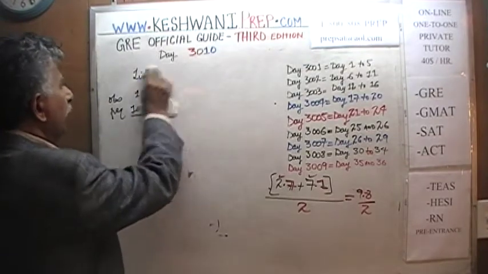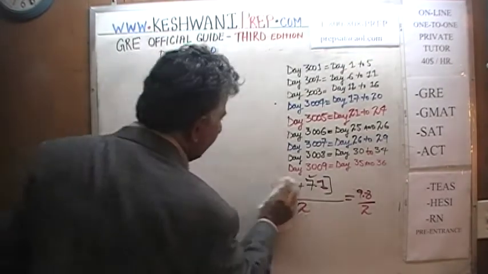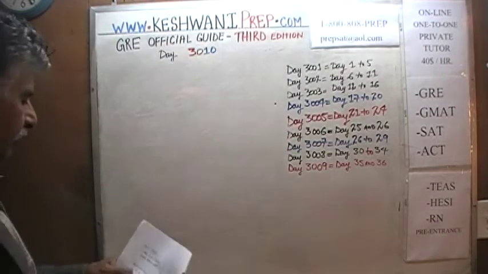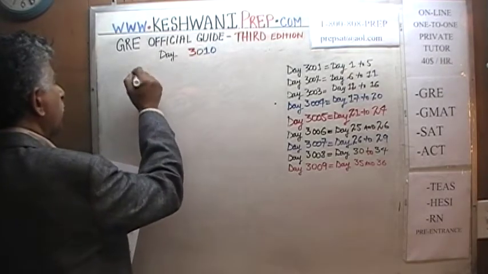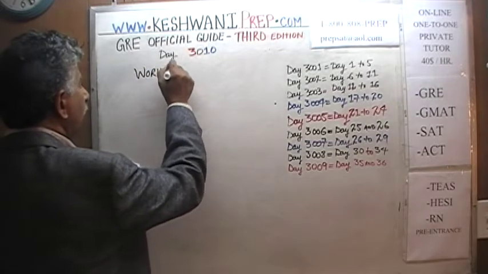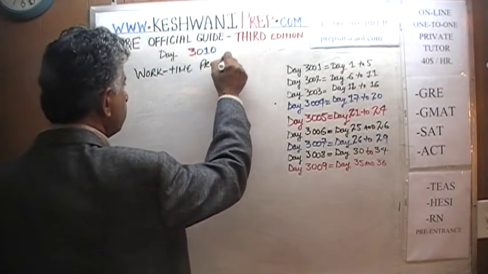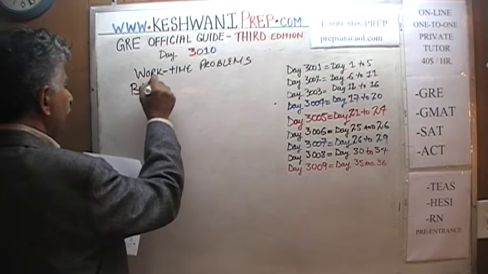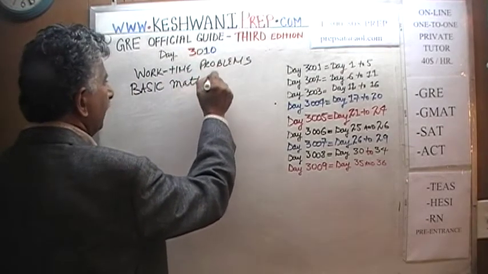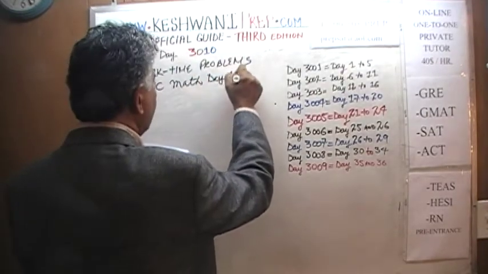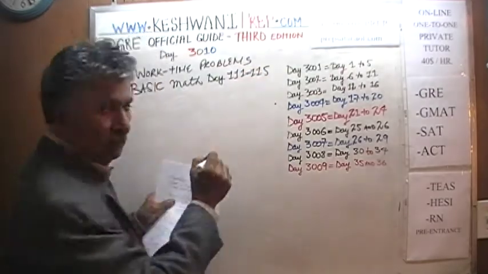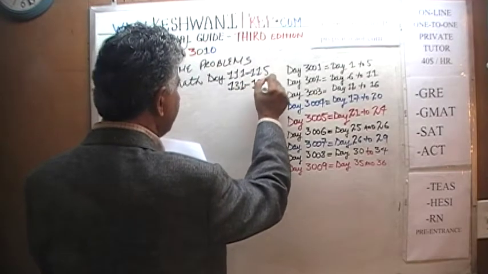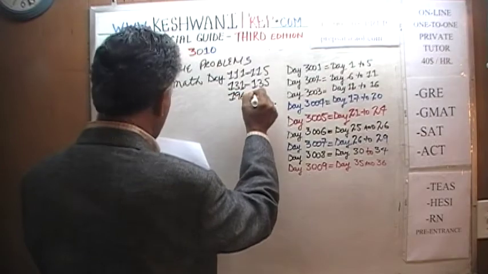And this has to do with an important topic that appears on the GRE on a regular basis, and that is called work time problems. If you're interested in getting some more practice, there's a series on my channel called Basic Math, days 111 to 115. And if you're getting bored right now, you can stop, obviously, but you'll find something worthwhile if you trust me. 131 to 135, which are medium questions, these are easy. And finally, 196 to 200.